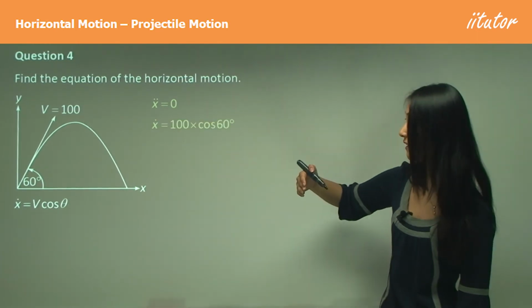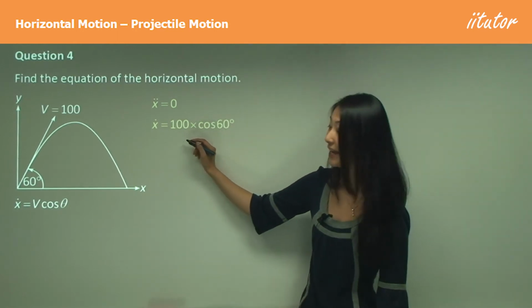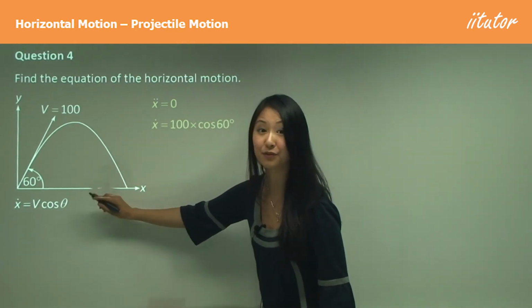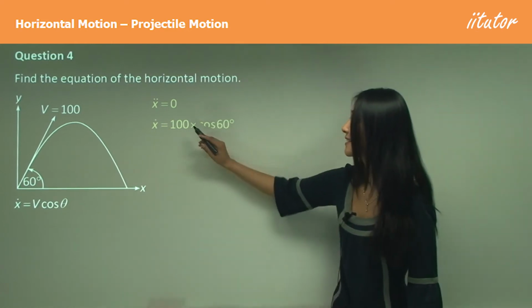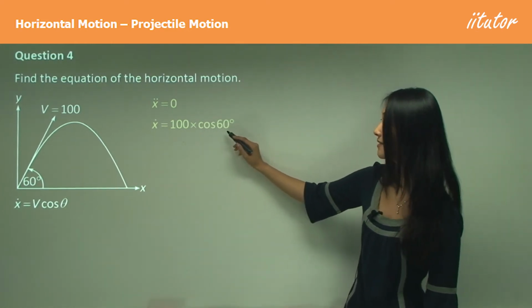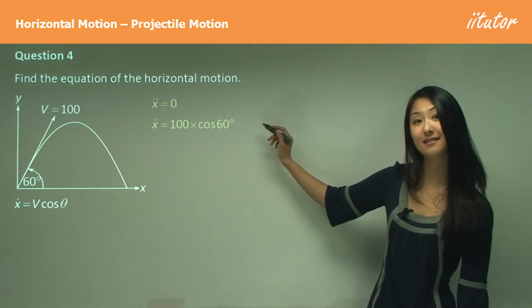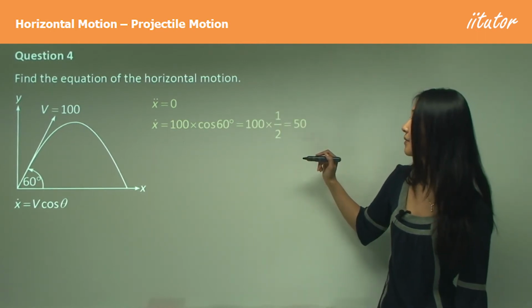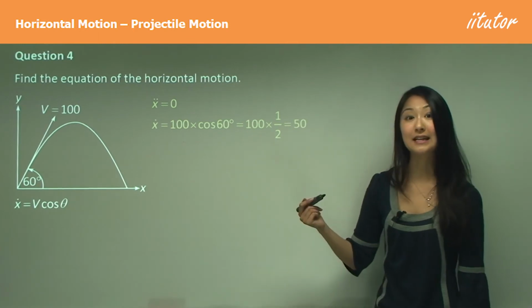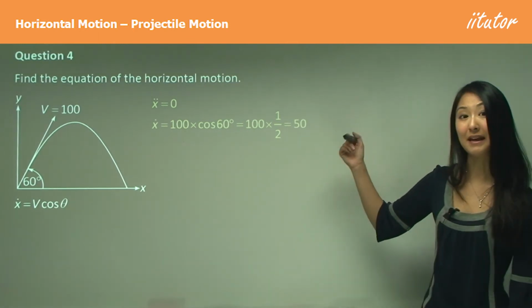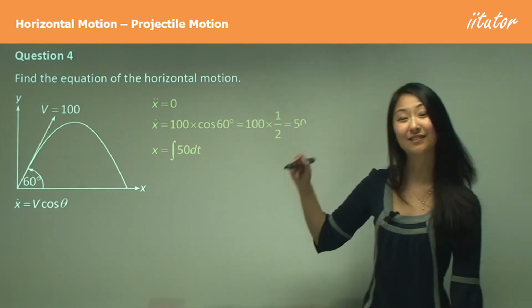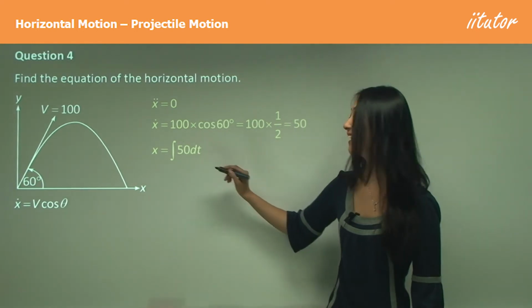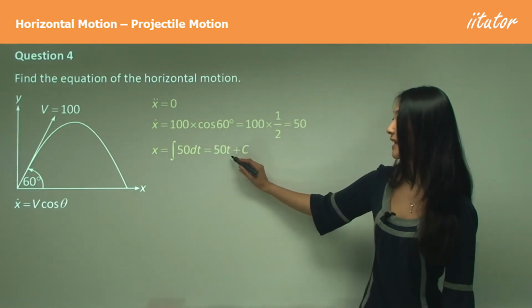Acceleration equals 0, and for the velocity, we use our initial horizontal velocity equation. So that's 100 times cos theta, which happens to be 60 degrees in this case. And cos 60 equals a half. So we know that the initial velocity equals 50 meters per second. We want to integrate that, remember, in terms of dt. And that just becomes 50t plus c.